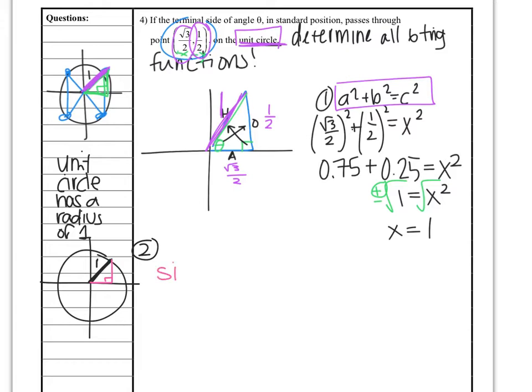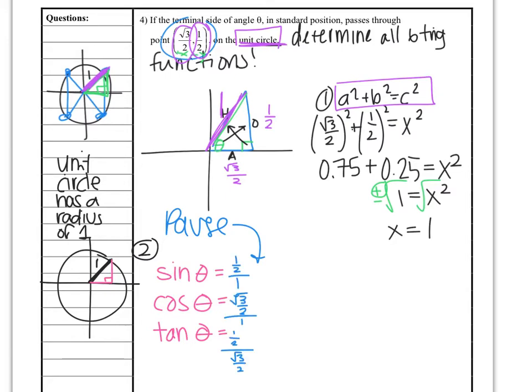All right, so we've got sine theta, cosine theta, tangent theta. I want you to pause your video for a second and fill in these three values. Pause and fill in. You might be like, oh, there's so many fractions, I don't like it. But remember, we're not scared. 1/2 over 1 is the same as 1/2. Square root 3 over 2 over 1 is the same as square root 3 over 2.